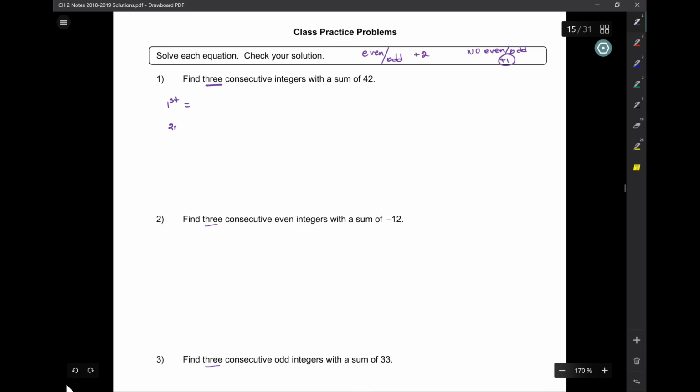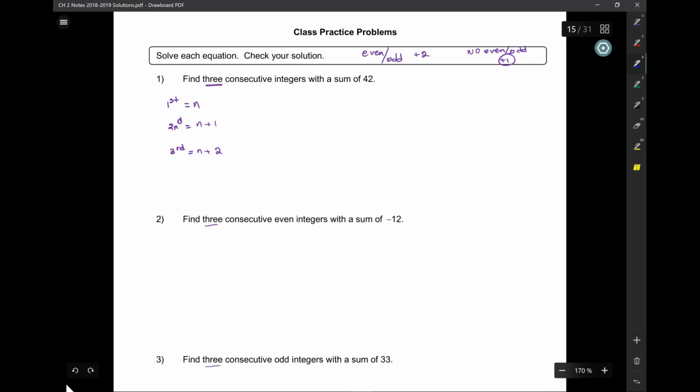If you want to find 3 numbers, I would just start with this. First, second, third. Now, your first is always n. Always. Then you ask yourself, does it say even or odd? No. So I need to go from n, I need to go up by ones. So if I go up by ones, what's the next one? n plus 1, n plus 2.